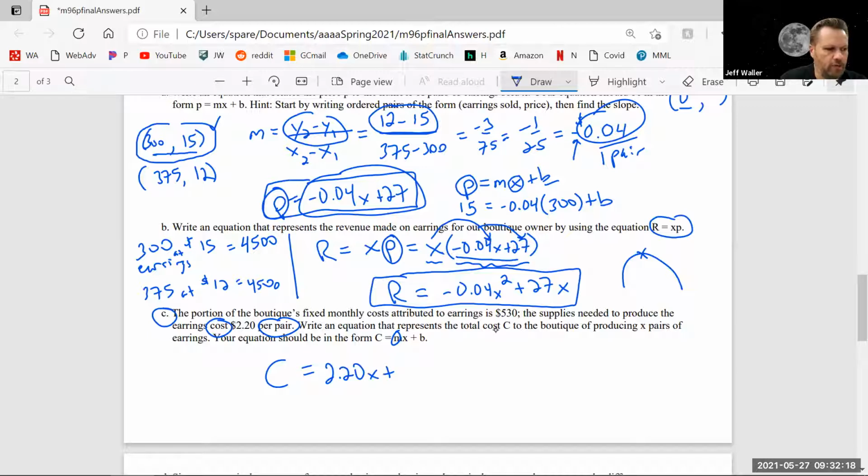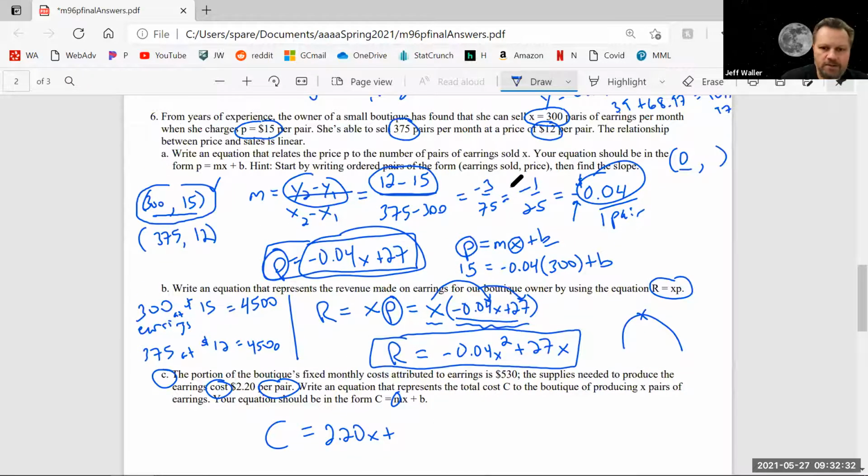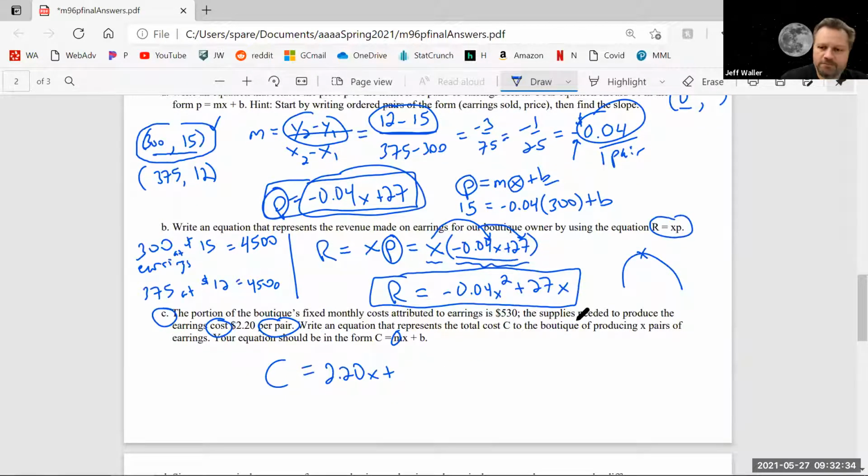And do I give you a fixed cost, which means not affected by X, which means the number by itself, which means B? Do I just tell? 530. Yeah, I tell you what B is directly. Didn't I say up here it would have been great if I would have just told you what B was? Well, down here I do.